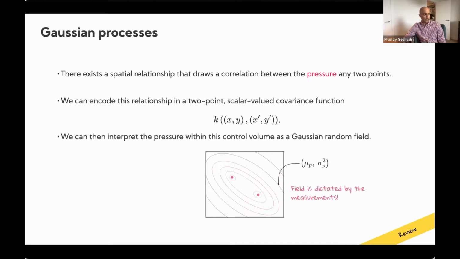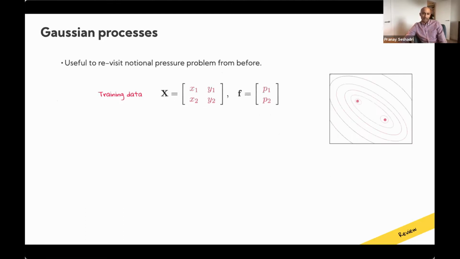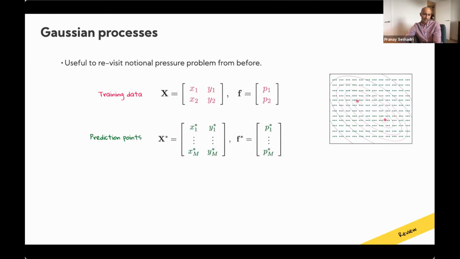So the idea really is that if we can hypothesize what kind of relationship there exists between the pressure at any 2 points in this control volume, we can move towards getting some sort of a prediction for how the pressure varies within this control volume. Now, in standard machine learning parlance, it's useful to introduce this idea of training data. So the training data in this context and throughout this presentation will refer to the points where we actually get the measurements. Additionally, we have prediction points. So these are the points where we wish to determine what the pressure ought to be. And they're denoted here by various green circles.